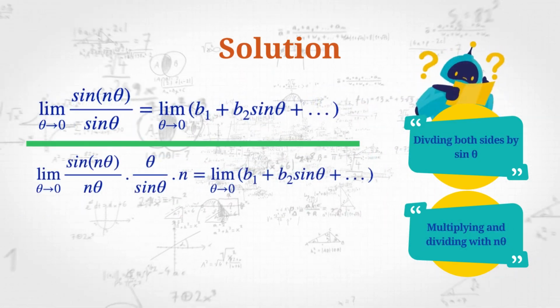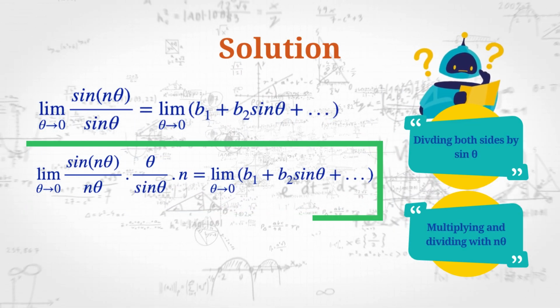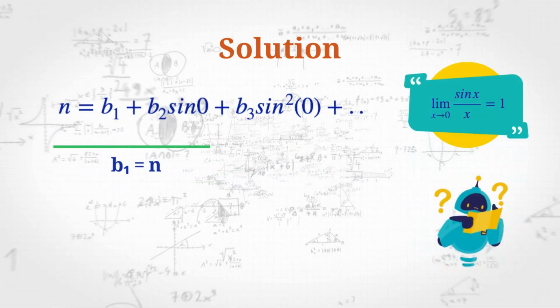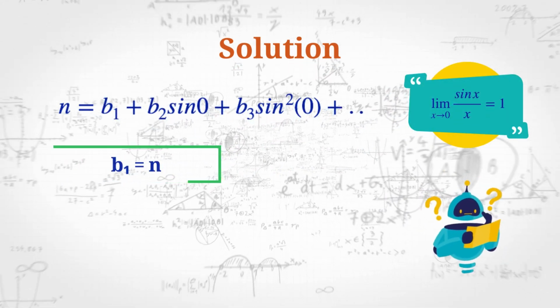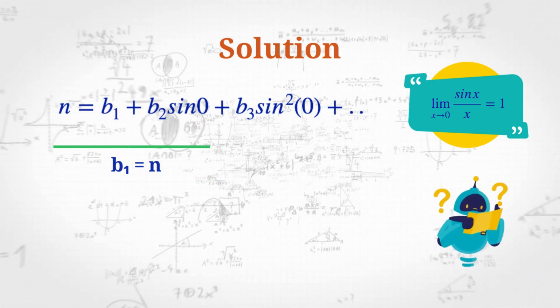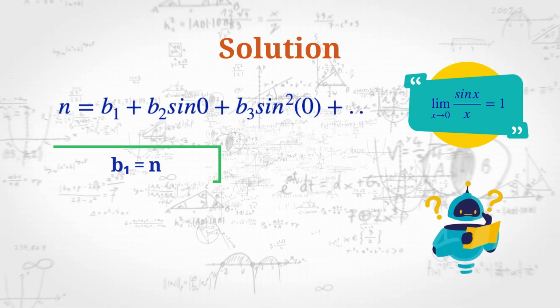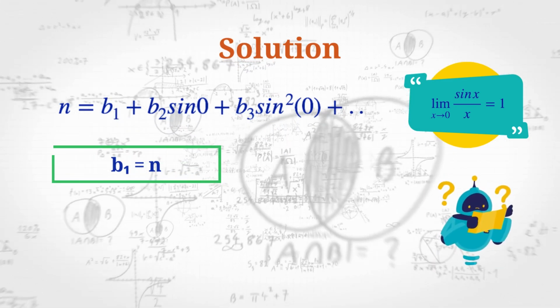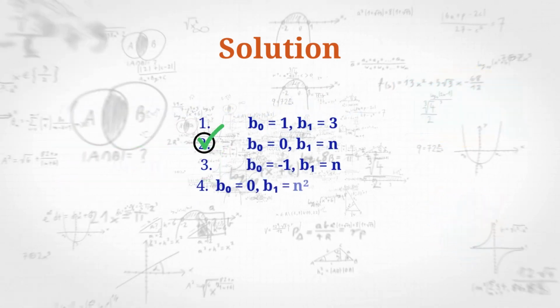Now multiplying and dividing with n theta and using the formula limit x tends to 0 of sine x divided by x equals 1, the left hand side changes to n and the right hand side is b1 plus b2 sine 0 plus b3 sine square 0 and so on. And we know that sine 0 is 0, so therefore the value of b1 is equal to n. Therefore the correct answer is option 2.